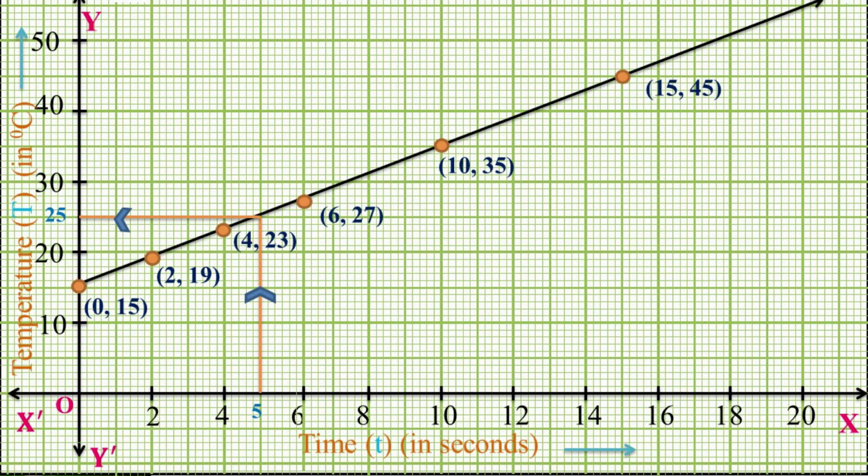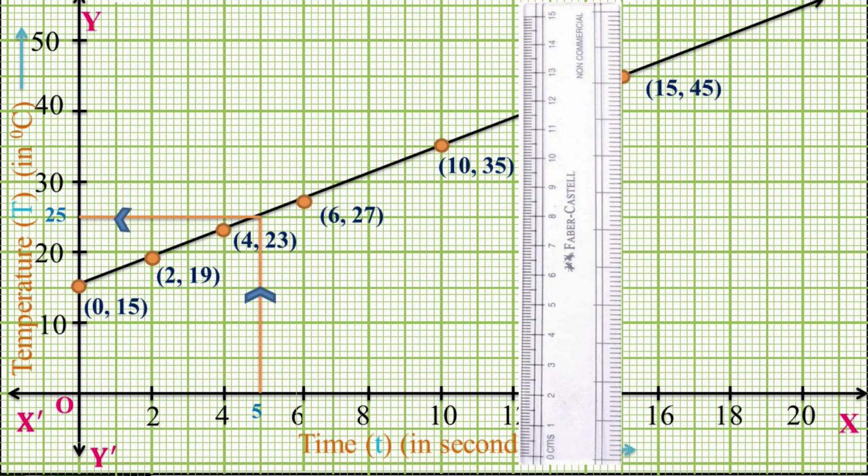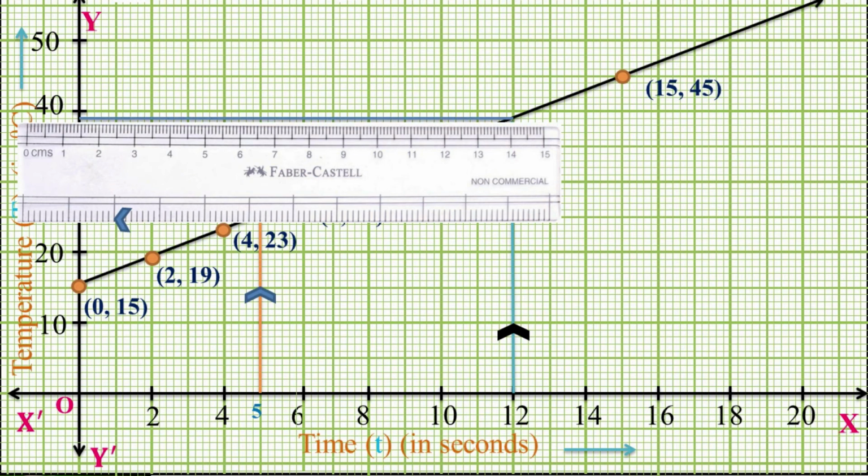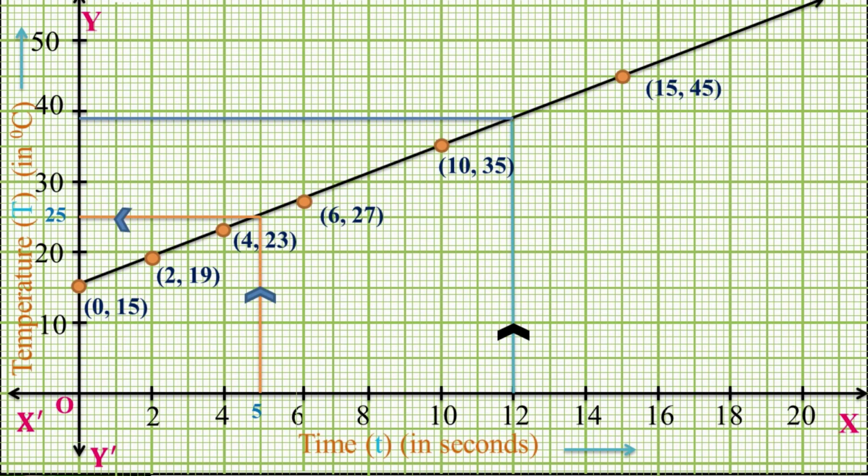Next we find the second question answer. We can mark 12 seconds on the x-axis. Draw a vertical line. The line meet at straight line. Now we draw a horizontal line. The line meet on the y-axis at 39. Observe the diagram. When the time is 12 seconds, then the temperature is 39 degrees Celsius.